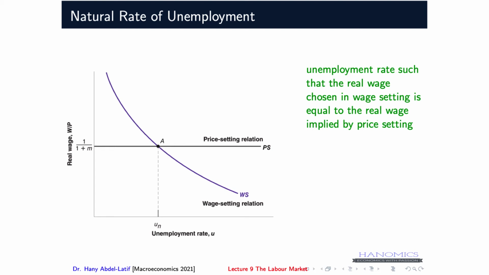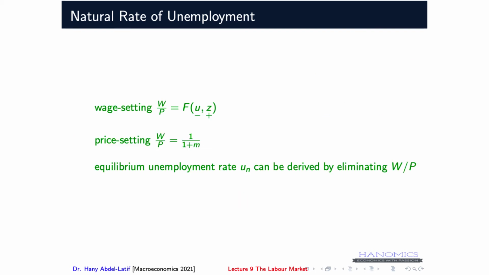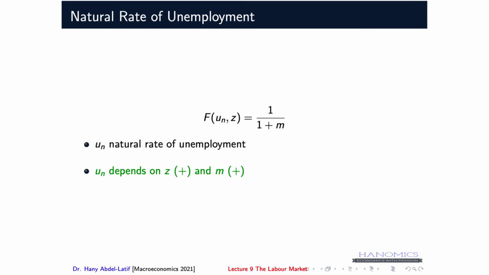So you could see, put these two equations together here. That's exactly what I meant. So this equation is wage setting. This equation is the price setting. So both are expressed in terms of real wage. So that means you can derive the equilibrium unemployment rate by eliminating this real wage. So that means these two are equal, which is exactly what you see here. And that's what we call the natural rate of unemployment.